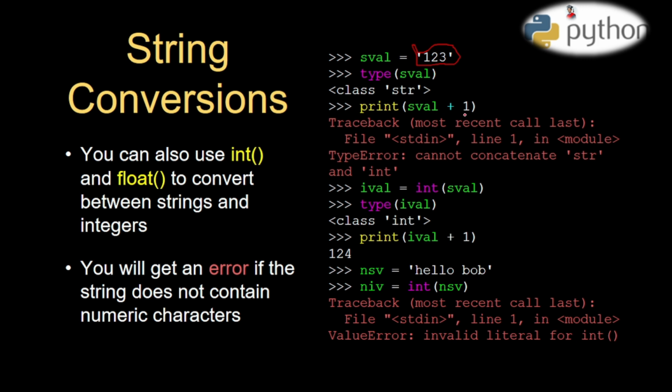Look at this one, type of sval is string. Then print sval + 1: this is a string plus a number, the data types are not compatible, so it is not allowed here, we cannot concatenate it. So first we should change this string value to an integer value like this one: ival equals int of sval, under quotation 1 2 3. Then type of ival is integer after casting or converting. Then print ival + 1 gives 124.